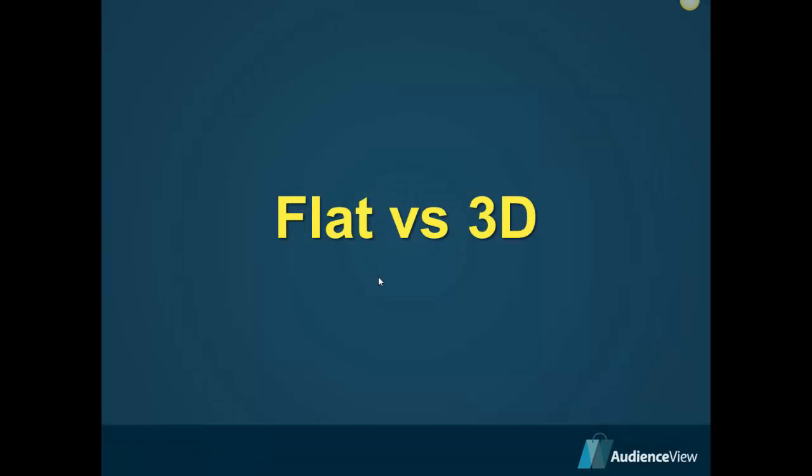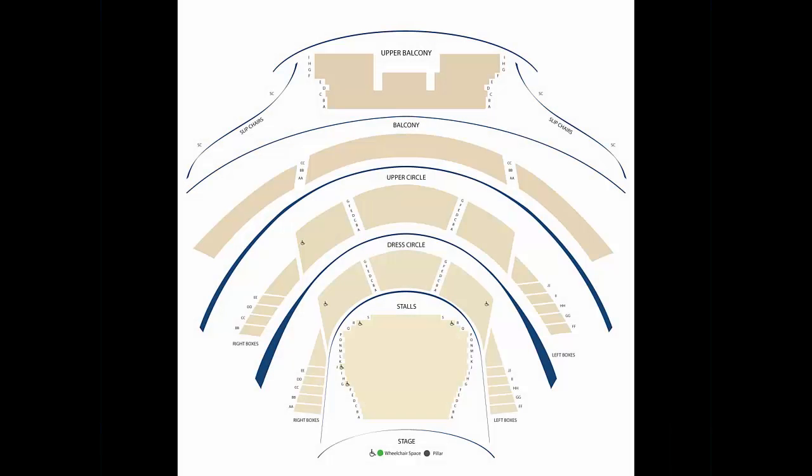Taking a further look at flat versus 3D images. Here's a venue that we have a nice 3D image of. It's a multi-tiered venue, looking out into the seats from the perspective of the stage. This is a nice venue, but it may not work for everybody. And one of the biggest things I want to draw your attention to here is the heavy curves.